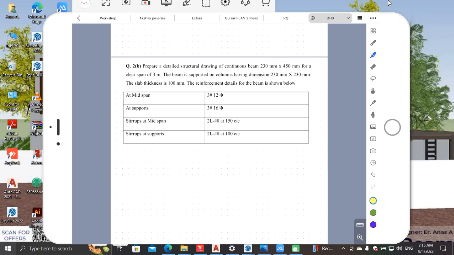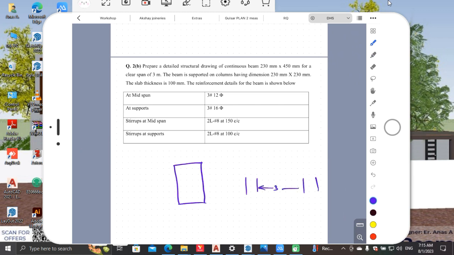Hi. So we'll be looking at the detailing of the continuous beam. The question is, you have a continuous beam of size 230 by 450 mm. That is a cross section of a continuous beam, something like this. And the span given is 3 meters. So if you are drawing the span of the continuous beam, it will be like this.